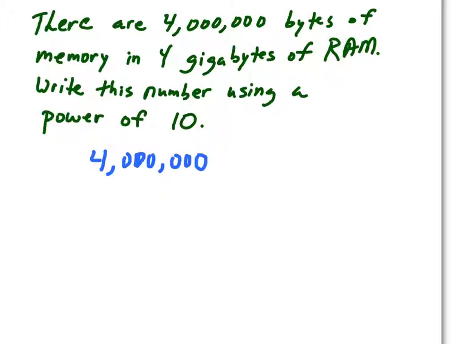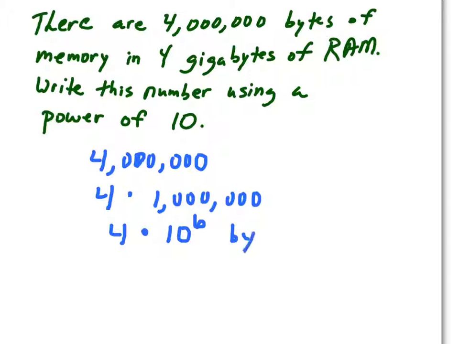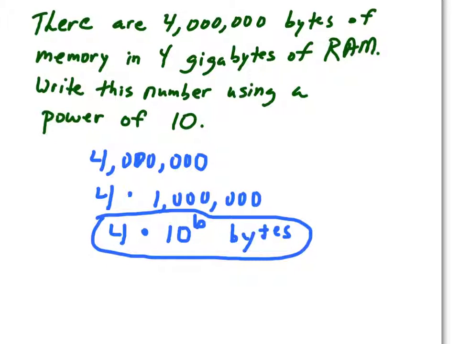And we know that this really means 4 times 1 million. And 1 million has 6 zeros, so it is 10 to the 6th power. All right, so that's what we would want to say using a power of 10. That's also going to end up being what it is in scientific notation, but we haven't talked about that yet. So 4 times 10 to the 6 bytes, that's how we would write that number using a power of 10.